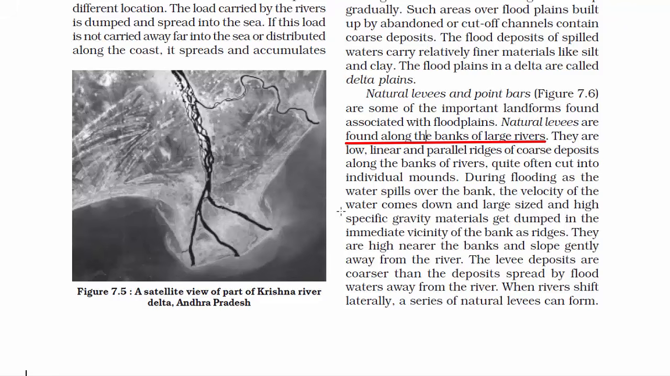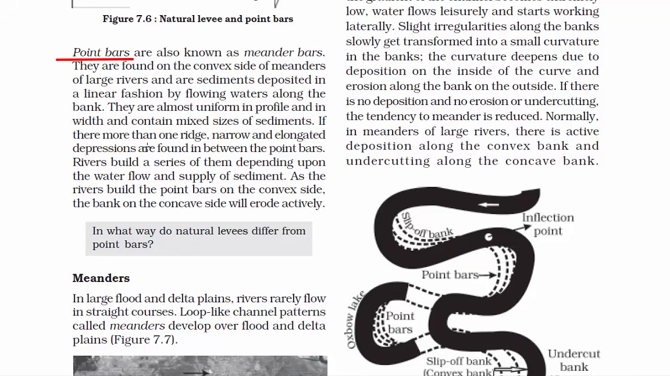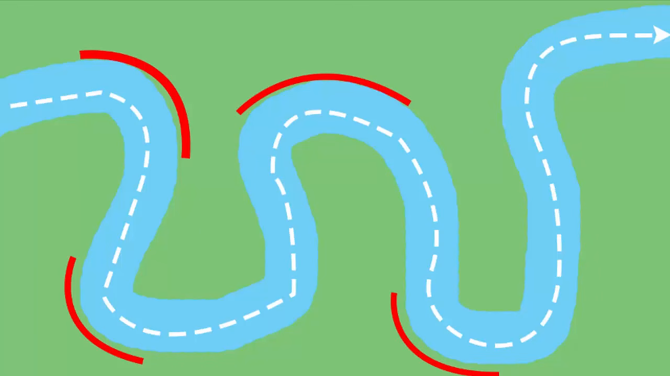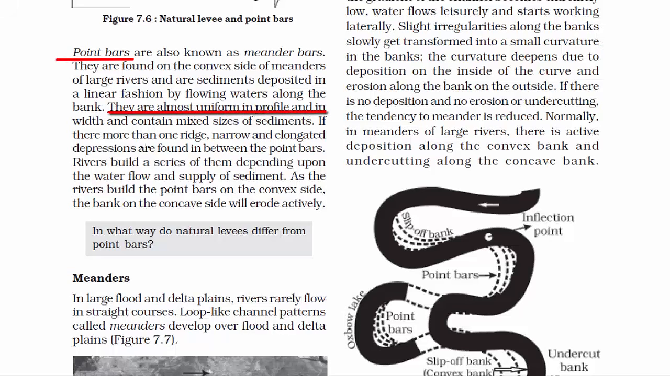We have covered floodplains and natural levees, now it's point bars. Point bars are also known as meander bars. They are a depositional feature made of alluvium that accumulates on the inside bend of streams and rivers. So look at this diagram. When a river or a stream flows, it forms meanders. The highest energy is near the outer edge of the riverbank. The stream energy is much lower on the opposite side, that is the inner side. Here it cannot carry as much sediment and becomes depositional. This is how it goes on to form point bars. They are almost uniform in profile and in width and contain mixed sizes of sediments.